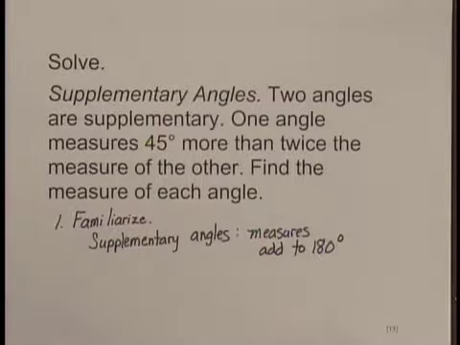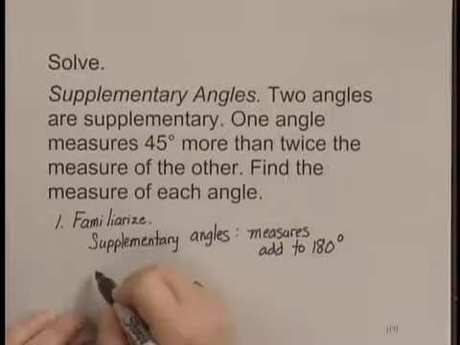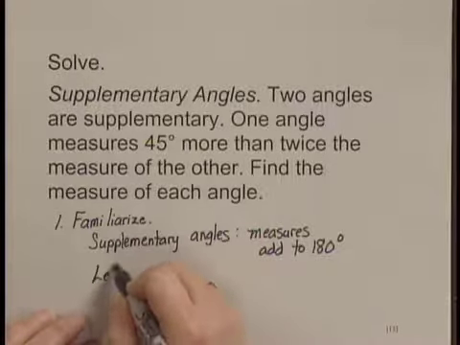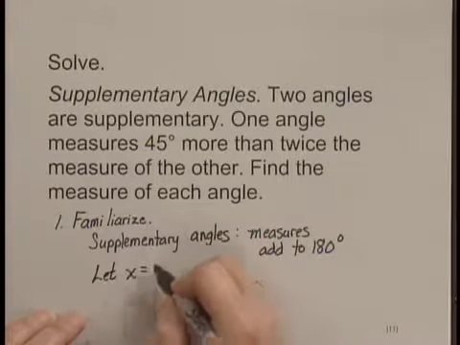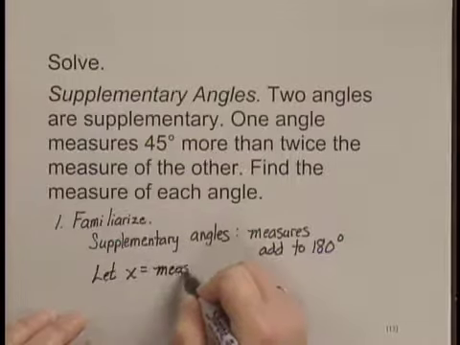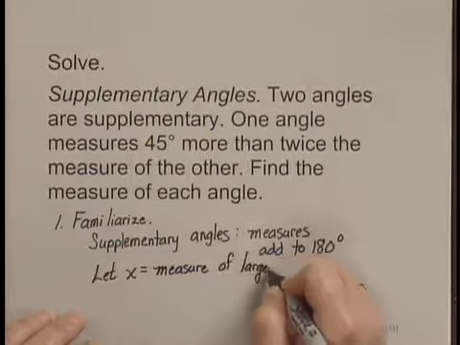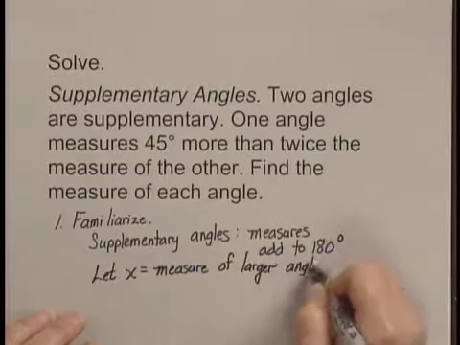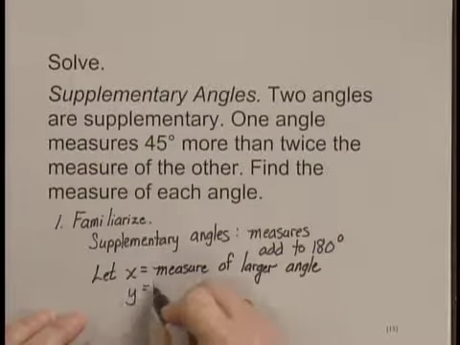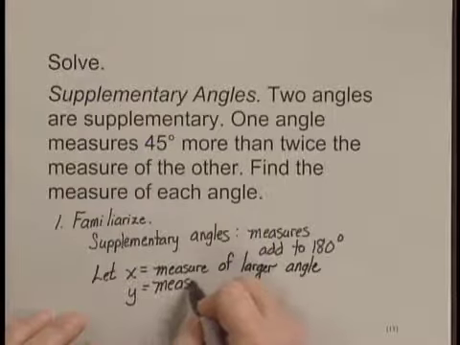We're asked to find two measures, the measures of two angles. So let's define those measures. Well, we'll let x be the measure of the larger angle, and we'll let y be the measure of the smaller angle.